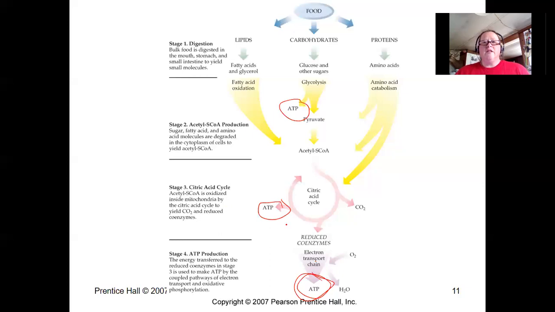So I'm going to leave this presentation right here. On the next one, I want to focus on this diagram and another diagram that I've made to summarize the process. So thanks for watching.